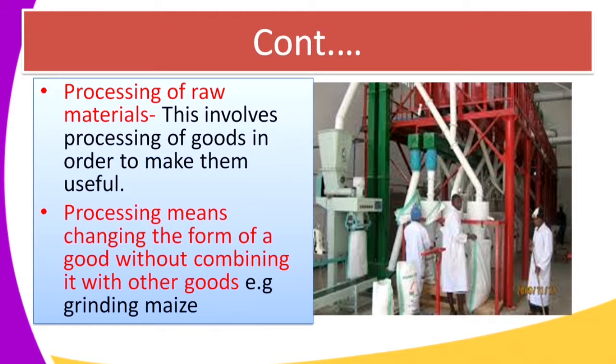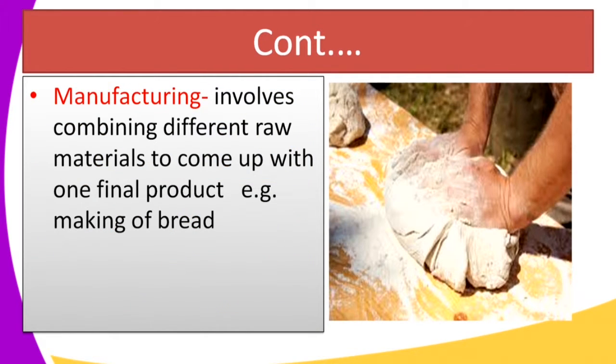We continue. The next one is manufacturing. Manufacturing involves combining different raw materials to come up with one final product. A very good example of manufacturing would be making of bread. When you need bread, you need to combine a number of ingredients. For instance, you need wheat flour, baking powder, some eggs, and some preservatives. So in manufacturing, you combine different raw materials so as to come up with one final product.